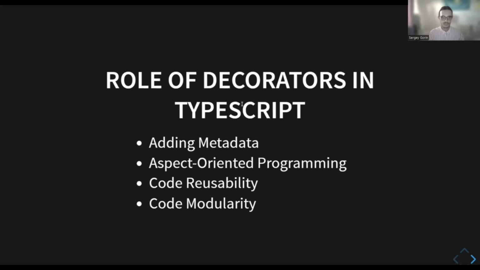Aspect-oriented programming: decorators enable aspect-oriented programming by allowing cross-cutting concerns, such as logging, caching, or authentication, to be applied separately from the main logic of the code. Code reusability: by using decorators, you can define common functionality or behaviors and apply them to multiple parts of the code, promoting code reusability. And last but not least, code modularity. Decorators help in keeping the codebase modular and focused on specific concerns, making it easier to maintain and understand.